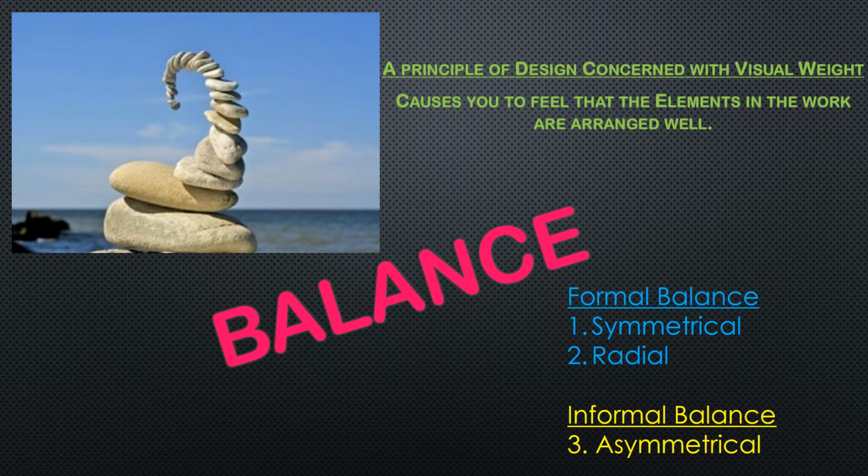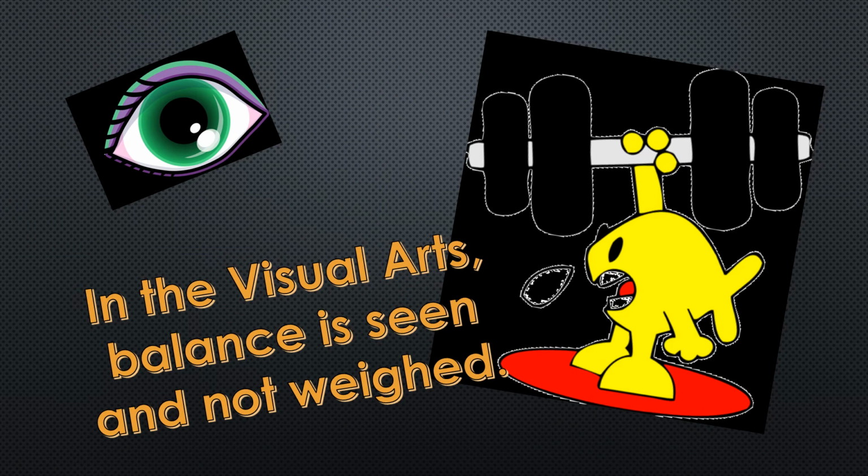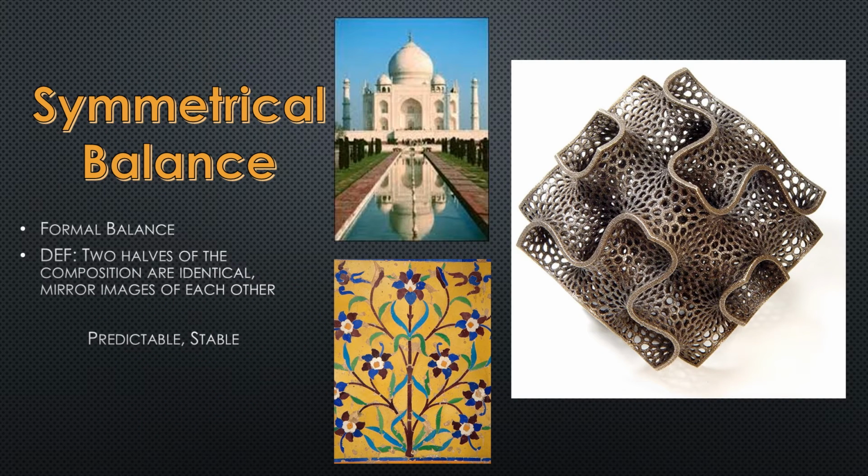Next, you studied the principle of design balance, which is concerned with visual weight, and how the elements of design are arranged, because in the visual arts, balance is seen and not weighed. There are three forms of balance. Symmetrical balance, which is predictable and stabilized because the two halves of the composition are identical mirror images.